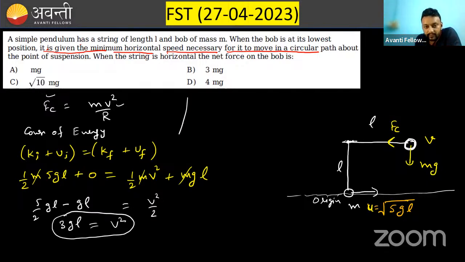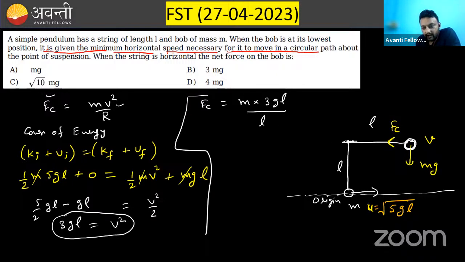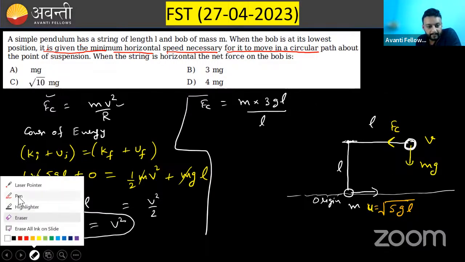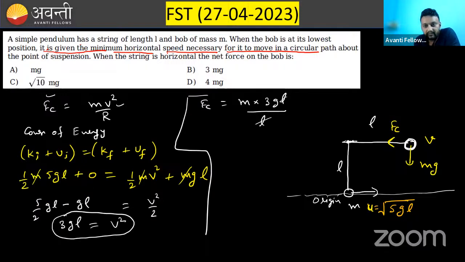So the centripetal force will be mv square by r. When it revolves in a circular path, the radius will be the length of the string, which is L, and L will be cancelled. That is 3mg.